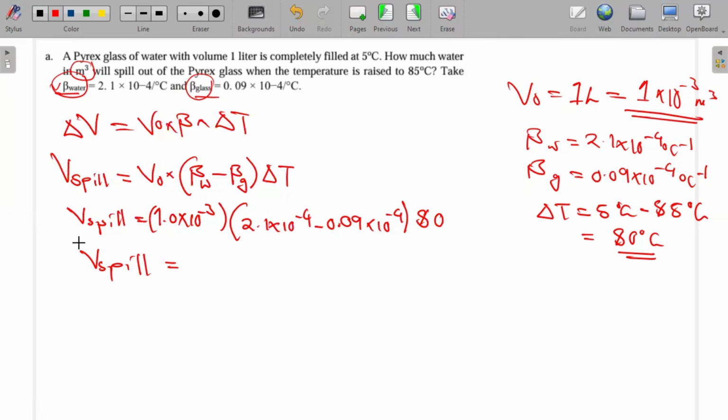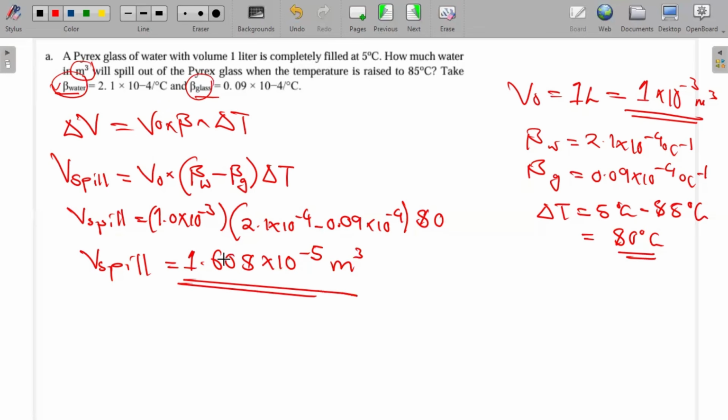Let me just punch this into my calculator. And I'm getting exactly 1.608 times 10 to the power minus 5 cubic meters. That is the volume of water that is going to spill out of your Pyrex glass.